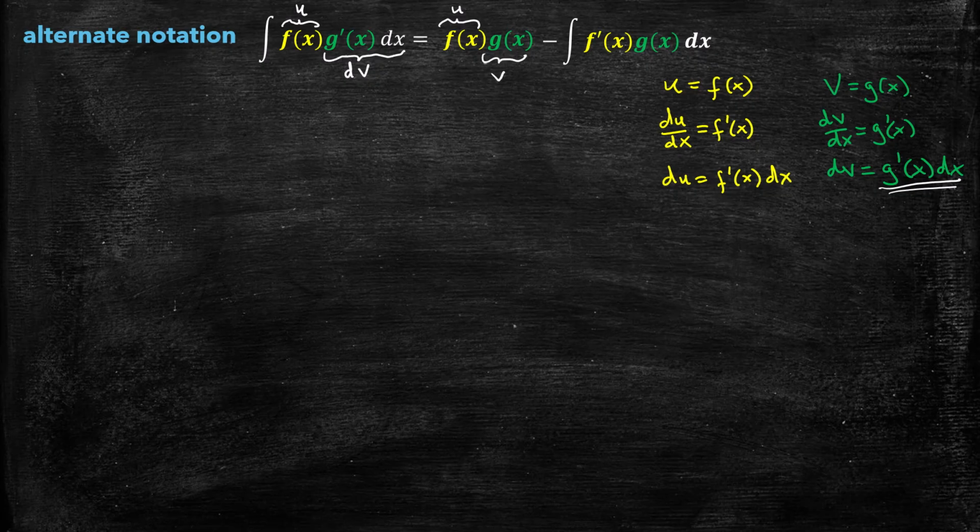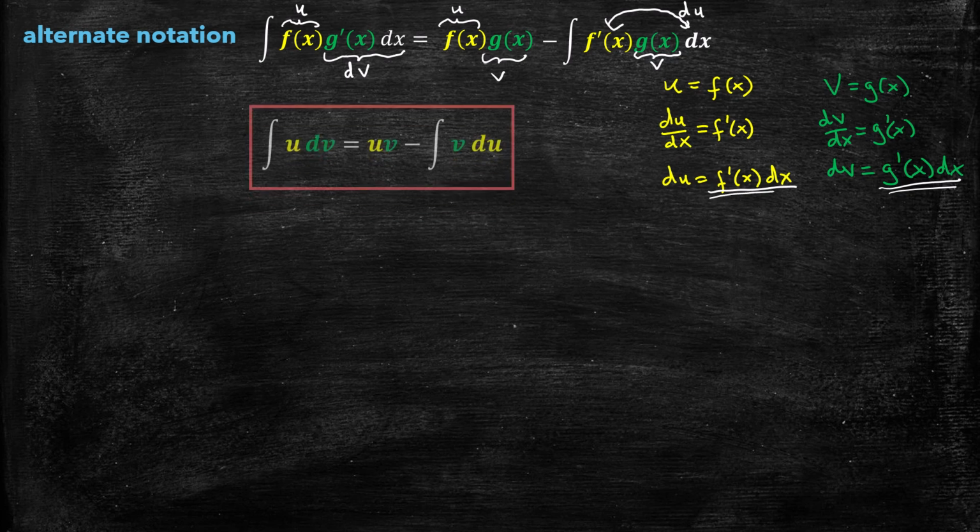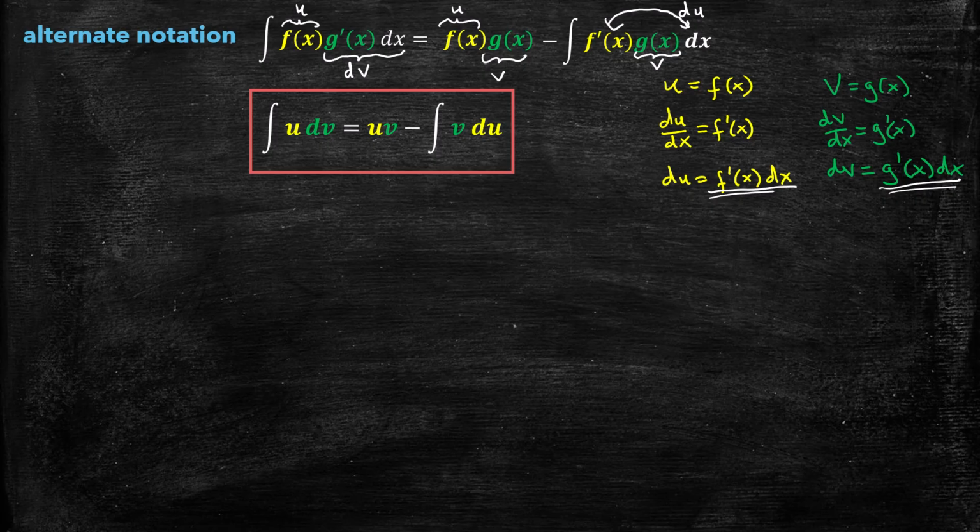And here we have to be a little more careful. So g of x is v, but we're going to pair f prime x with dx, f prime x dx, and replace that with du. So this becomes, more compactly, the integral of u dv equals uv minus the integral of v du. It has a natural ring to it, which makes it easy to remember and a lot less cumbersome to write. So let's do another example.